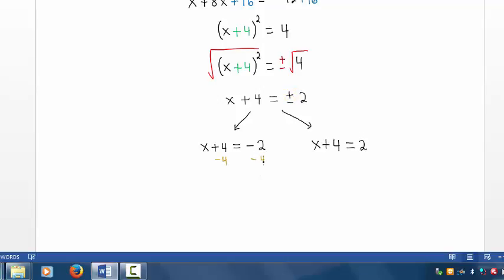Subtracting 4 on both sides of this first equation, we have one solution, x equals negative 6. Subtracting 4 on both sides of the other equation, we have the second solution, x equals negative 2.